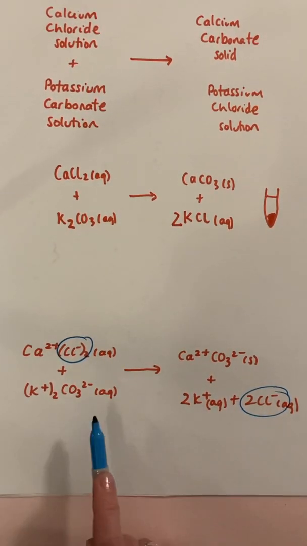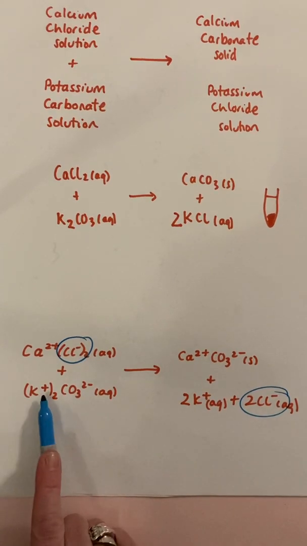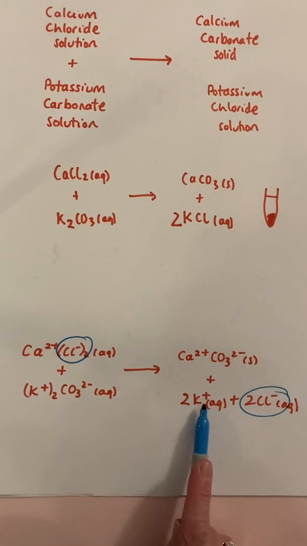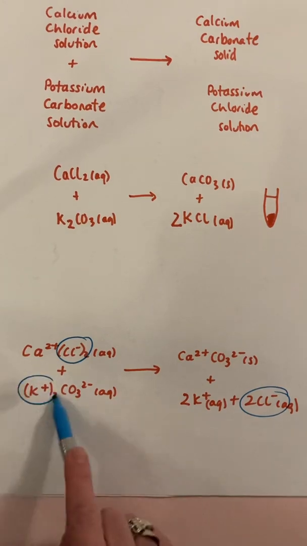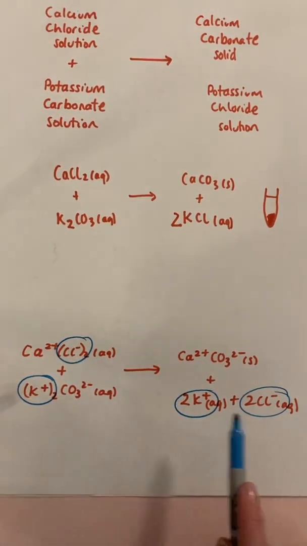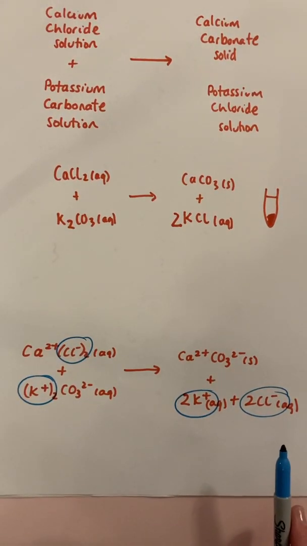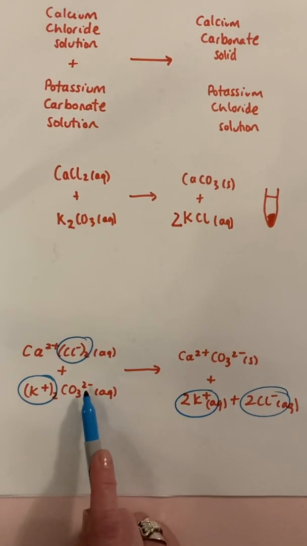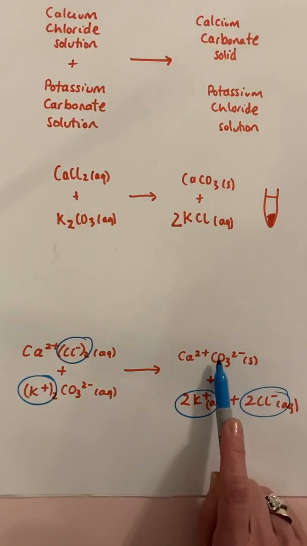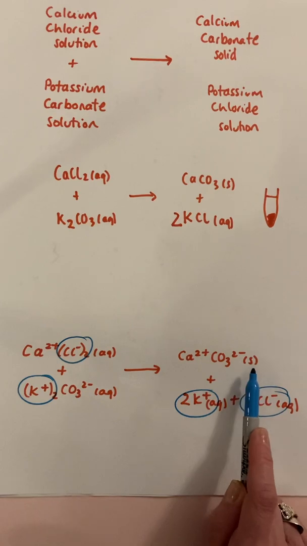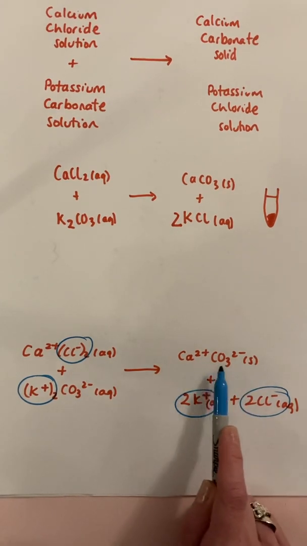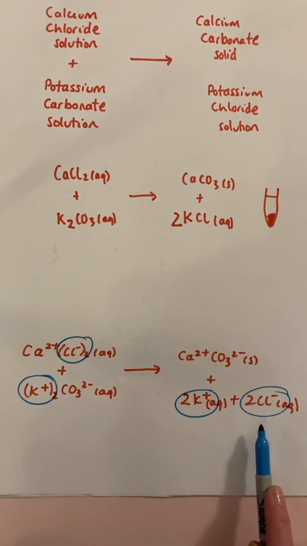And hopefully, if I'm right again here, my K+ aqueous is still K+ aqueous here. Again, spectator, exactly the same on either side of the arrow. And then my CO3 2- aqueous has changed. It's still CO3 2-, but it's now a solid, because together these make an insoluble product.